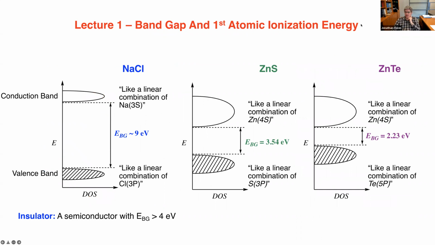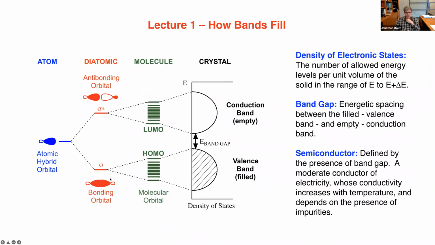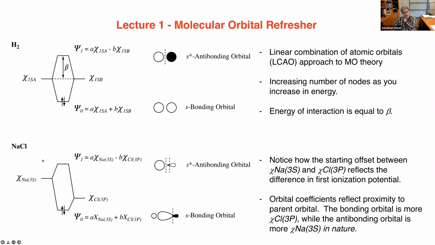If you have different semiconductors, like here I've shown sodium chloride, zinc sulfide, and zinc telluride to illustrate the band gaps. So we have the conduction band and the valence band as labeled by physicists. And remember that we're taking combinations of these orbitals and getting molecular orbitals that in the case of sodium chloride are defined by the starting energy of the sodium and the chlorine levels.